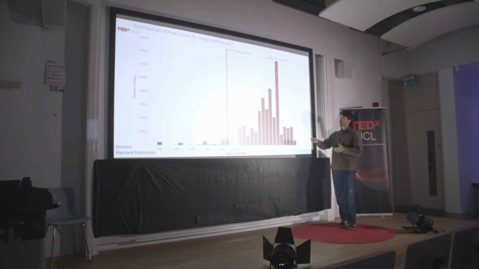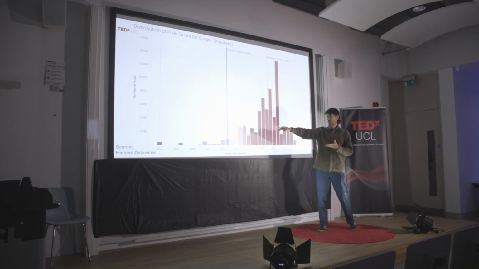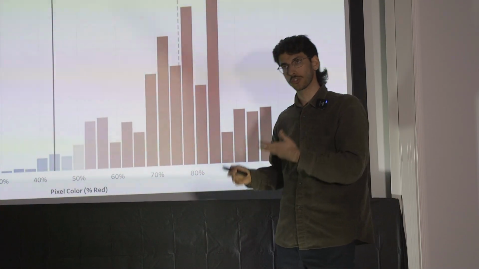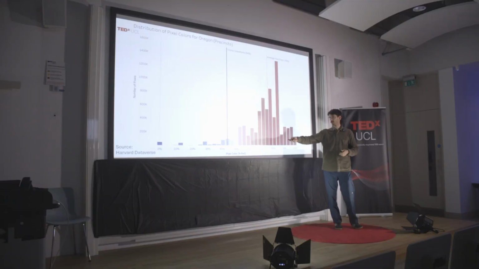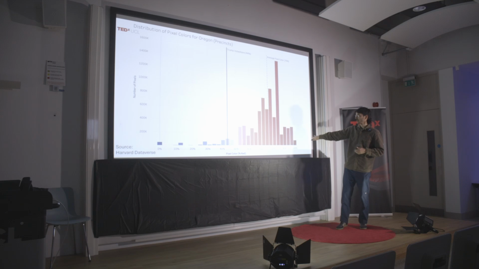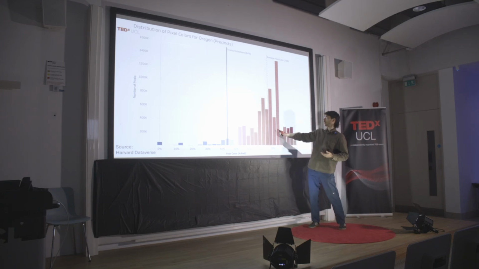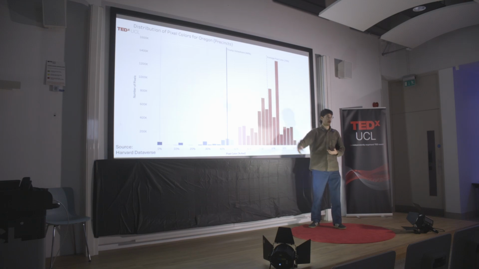If we look at a histogram of the pixel colors in this map in Oregon, we can see that the distribution of pixel colors is heavily skewed to the red side, right? So we can see over here on the left, very few pixels that are purely blue, and we can see on the right, lots of pixels that are purely red. In fact, we can actually see Harney County itself in this one bar.